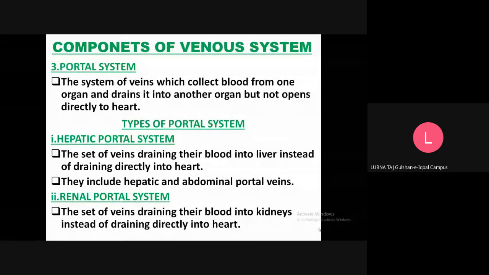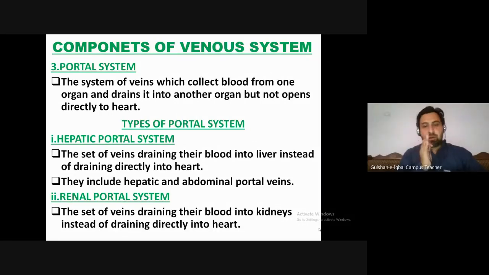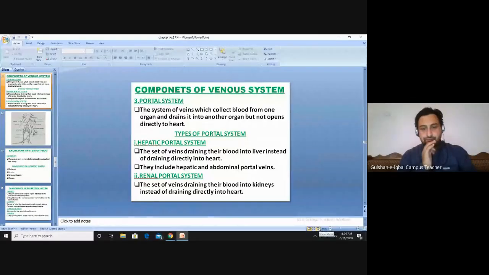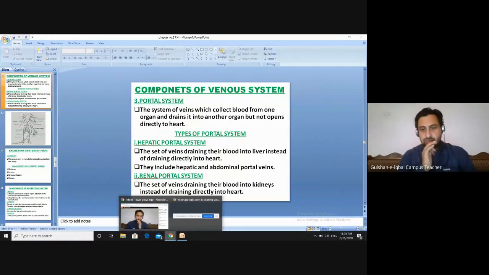Sir, what are hepatic and abdominal portal veins? Hepatic means liver, abdominal means present in your abdomen. So one is collected directly to the liver. The second is present in the abdominal region, in the belly region. So in the belly region is the abdominal, and the liver region is the hepatic. These are the different kinds of veins present in the body. Now if you have any question, you can ask so that I can answer.